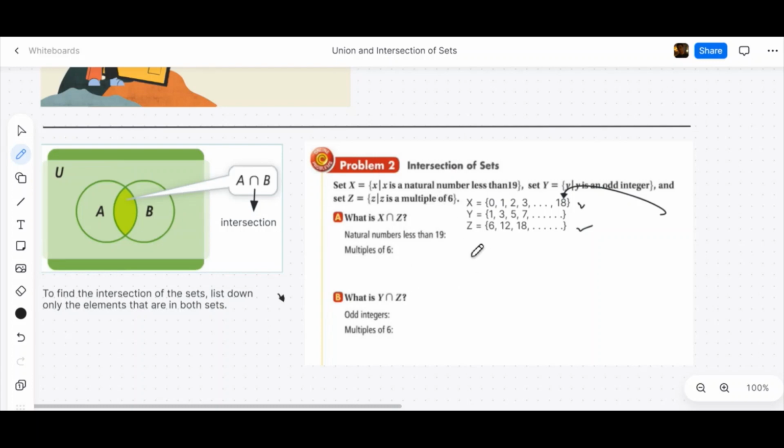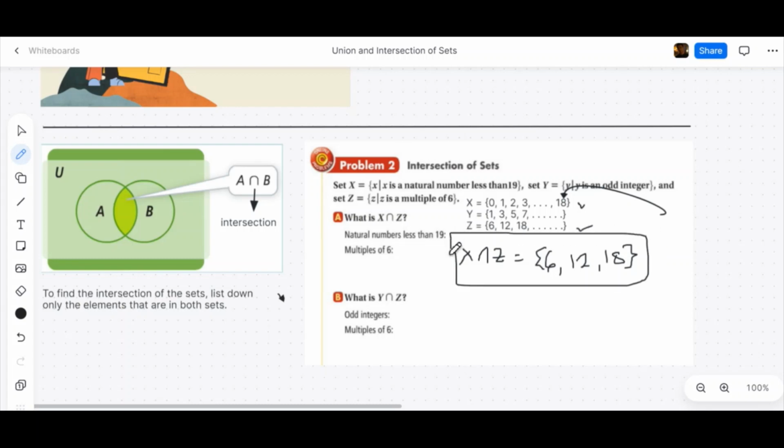Observing, to answer set X intersection Z, we can observe that their common element starts with 6, as this also has 6 here. Next, 12 as 12, and then 18. It stops here because the set X only lasted to element 18, though set Z continues infinitely. Right? So this is now the answer for the problem.